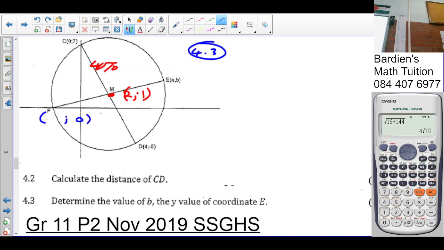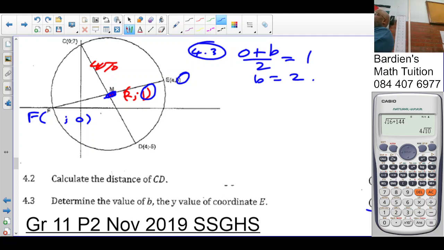No, it's going to be simple. You got the midpoint. So it's going to be 0 plus B over 2 is equal to the midpoint, which is 1. So B is going to be 2. Okay, that explains why it's 2. Now it's going to go through a whole long calculation to get B to be 2.